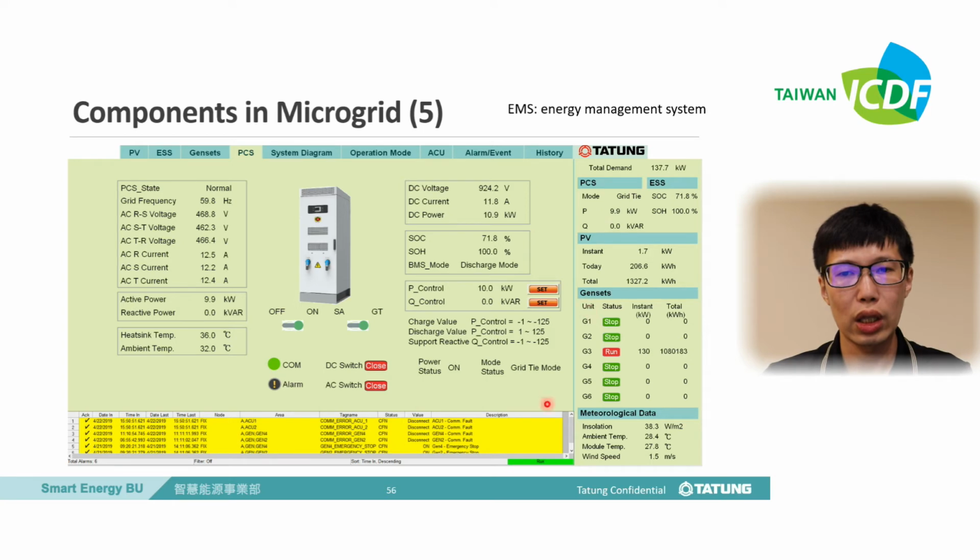Here is an example of the EMS. So the operator can monitor the system on the screen of the HMI. It can also monitor the system at home, which means very far from the microgrid. So it is very convenient for the operator.